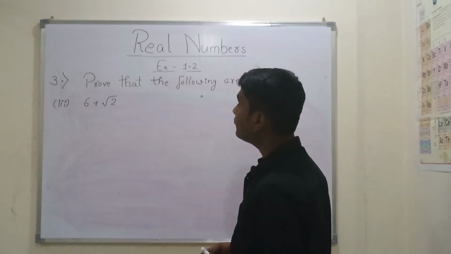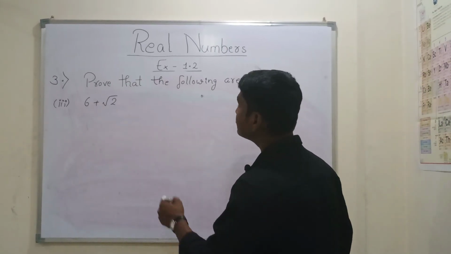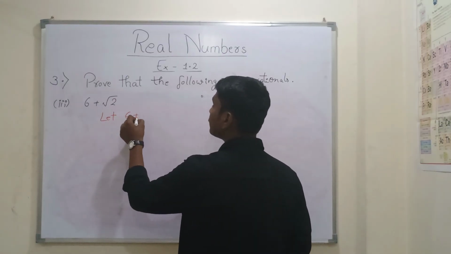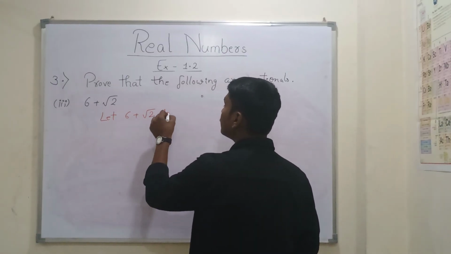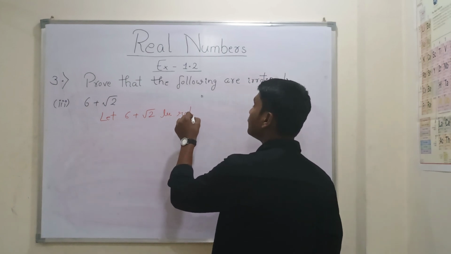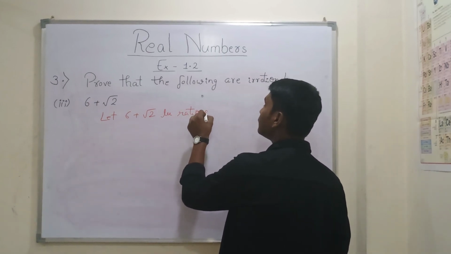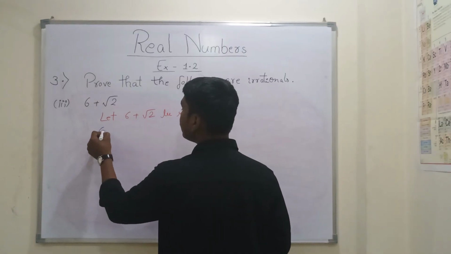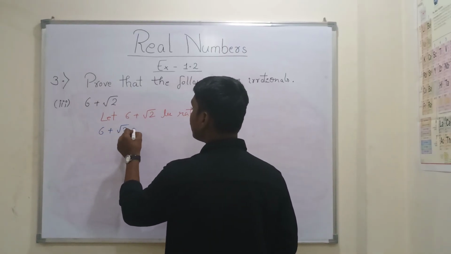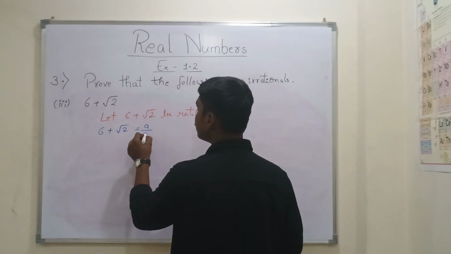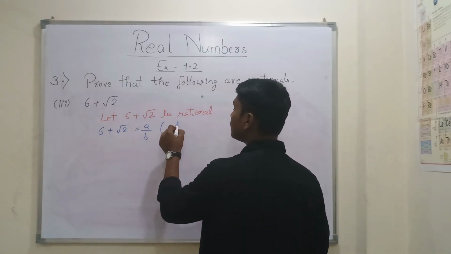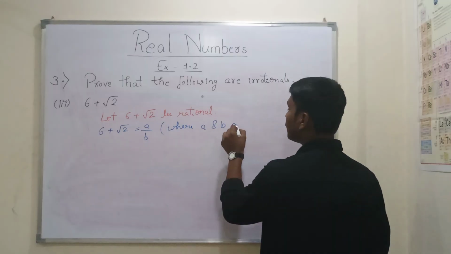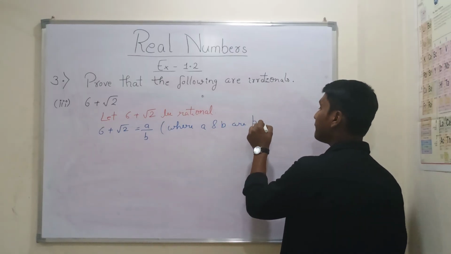Okay, so the third part is 6 plus root 2. We have to prove this number irrational. So let 6 plus root 2 be rational. So if 6 plus root 2 is rational, then we can write it in the form of a by b or p by q, where a and b are prime.